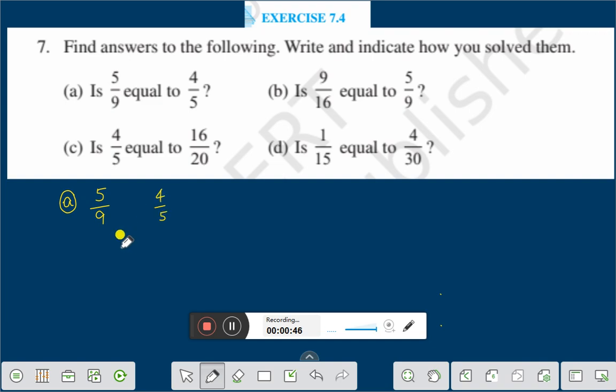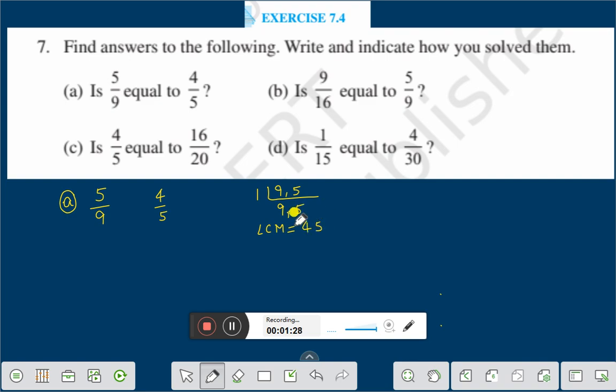Here in this case you see that the numerator is different and denominator is also different. That means these are unlike fractions. We have to make them like fractions by making the denominator the same, right? That means you first take the LCM of 9 and 5. You're getting it will divide by 1 only. 9, 5. Therefore LCM is equal to 45.